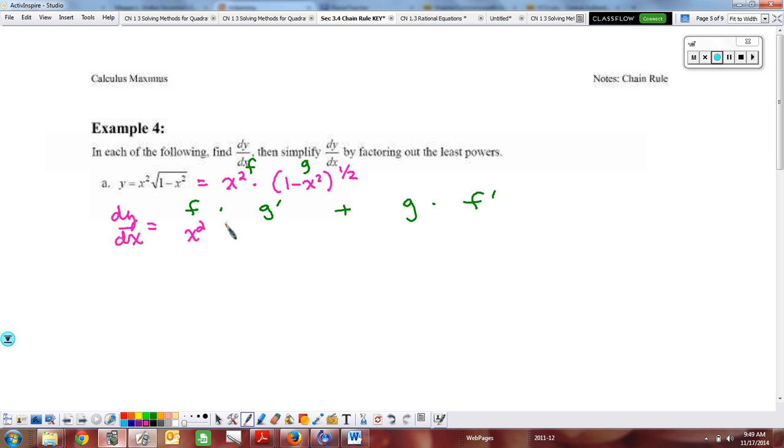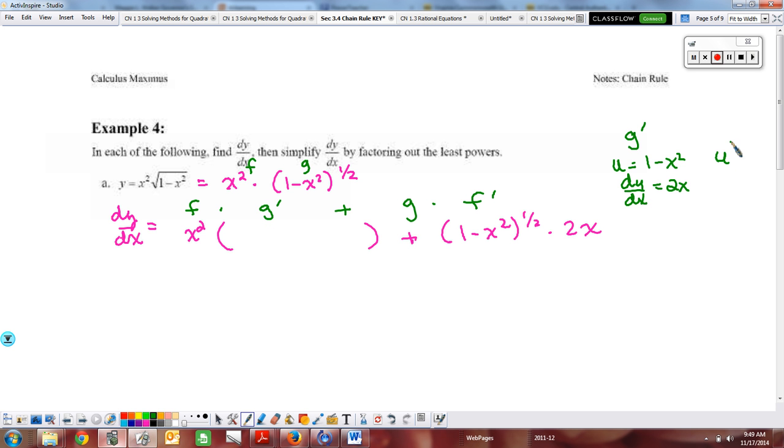My g prime, maybe we'll put parentheses here and we'll come back to that because that's a chain rule problem, plus my g, (1 minus x squared) to the 1/2 times f prime of 2x. All right, so sometimes I come back in, we'll fill this one in by itself because it's a little complicated. For my g prime, maybe over here on the side, I'm going to let u equal 1 minus x squared. du/dx is going to be 2x.